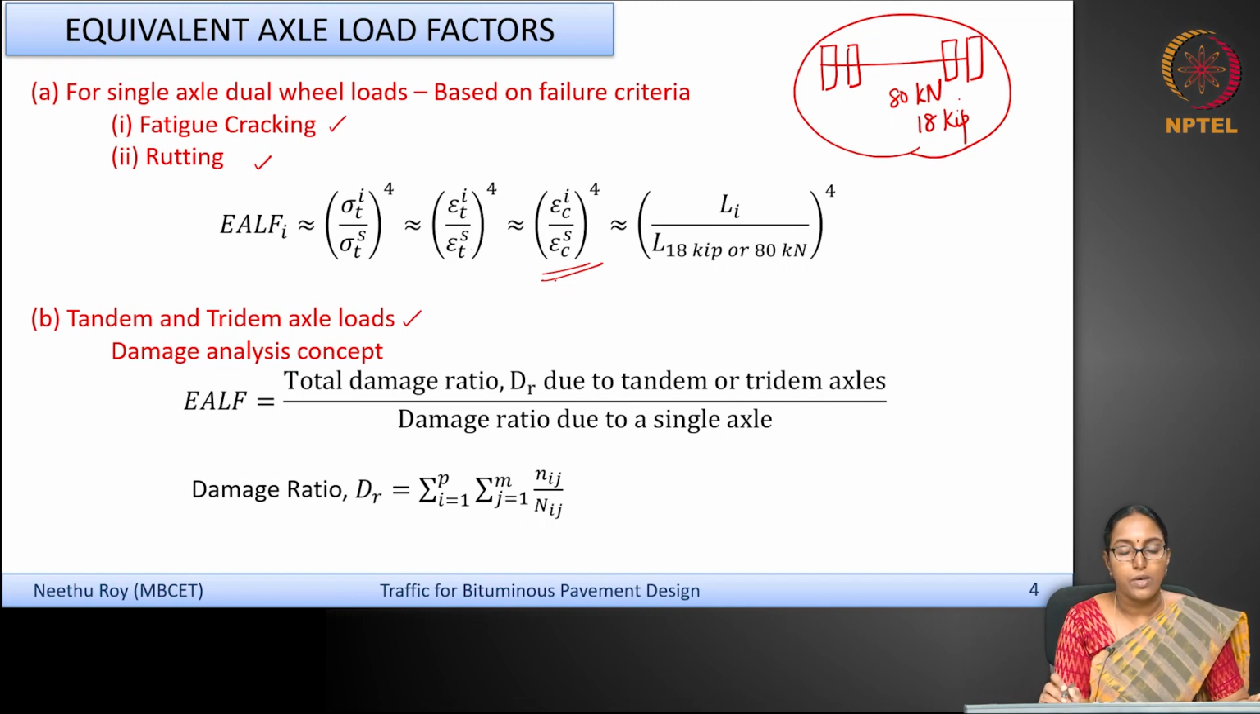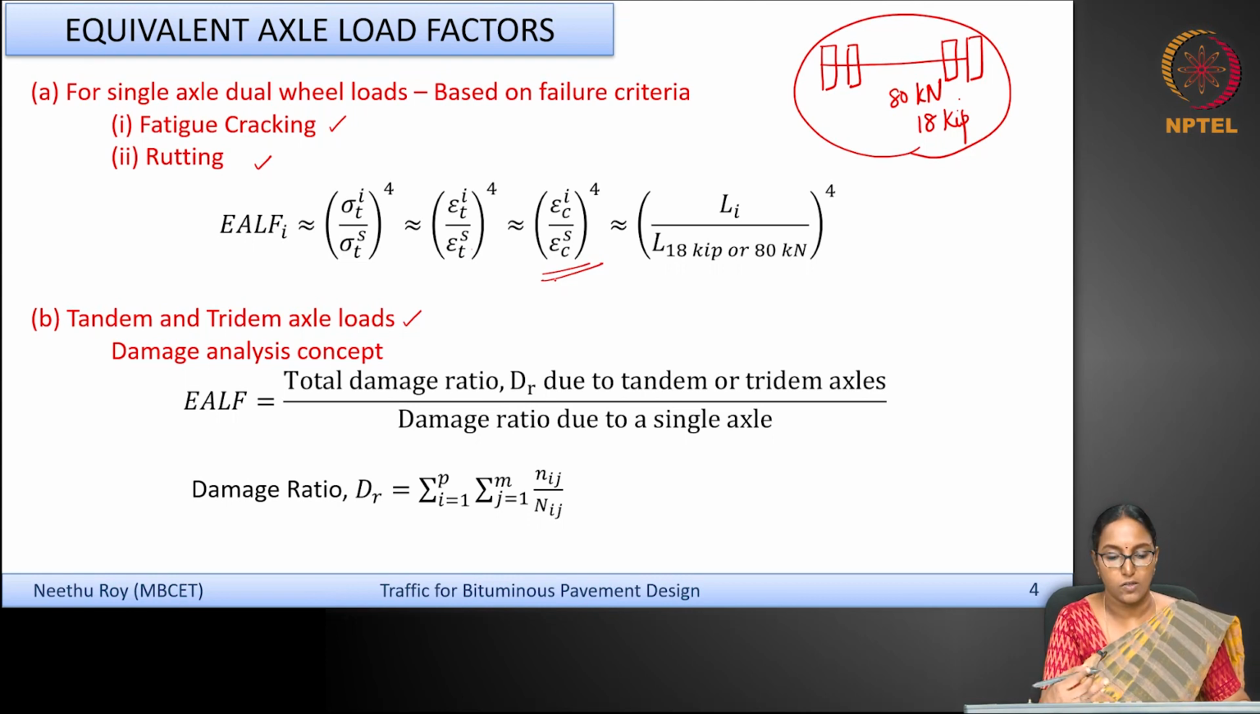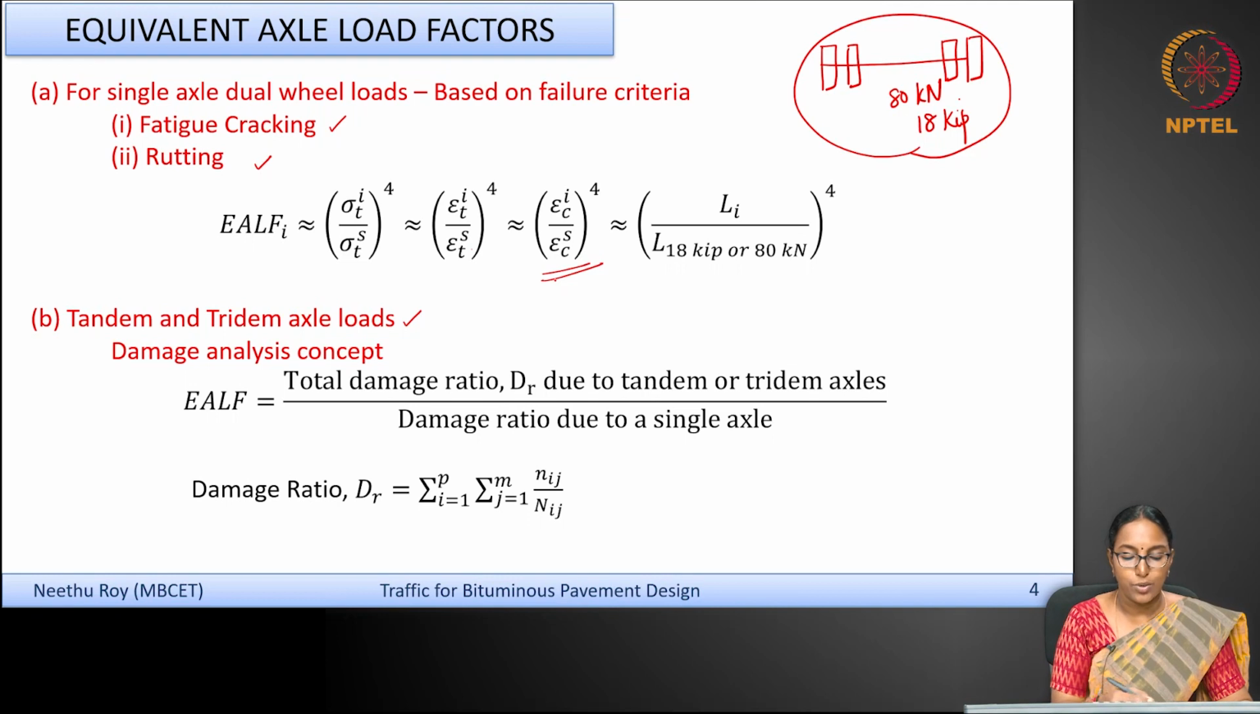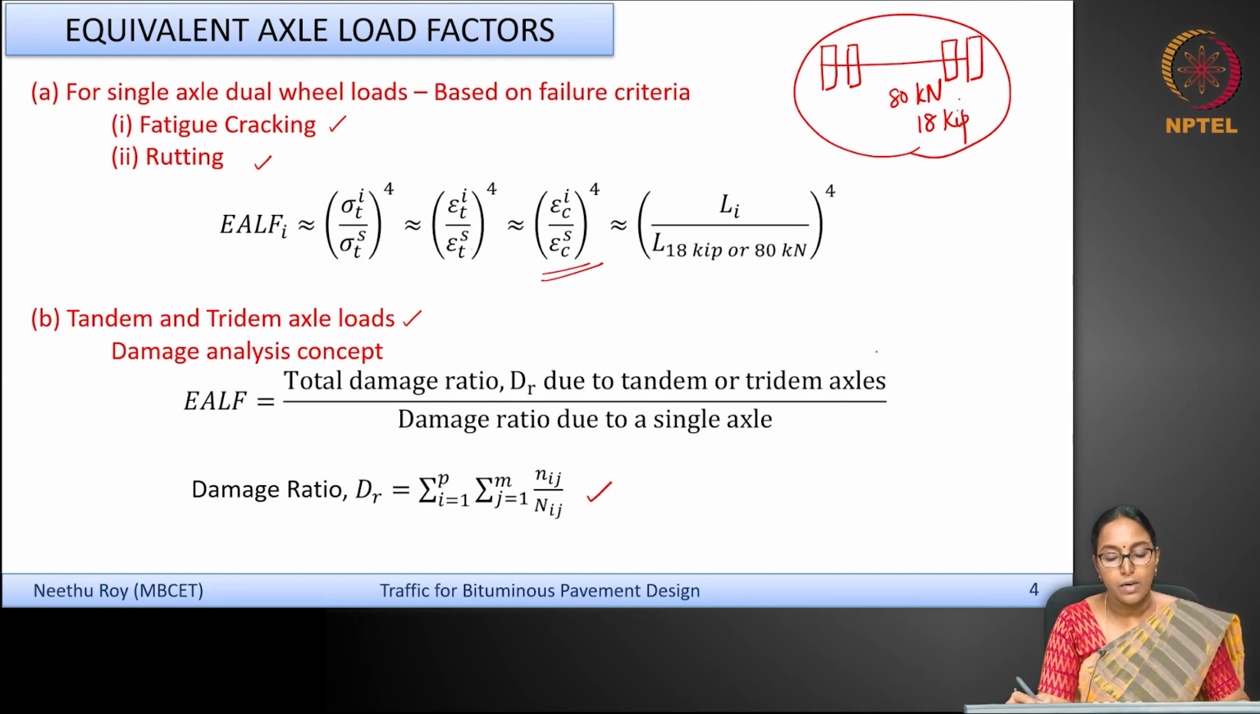That is why you need to adopt a damage analysis concept in the case of tandem axle and tridem axle to determine the EALF, rather than directly using epsilon T and epsilon C under those axle loads. What you have seen is that you have to determine the damage ratio as given here, as we have already discussed, and then the damage ratio due to the tandem or the tridem axle divided by the damage ratio due to the single axle can give you the EALF for the tandem or tridem axle.